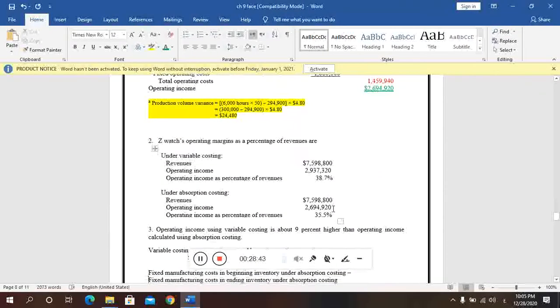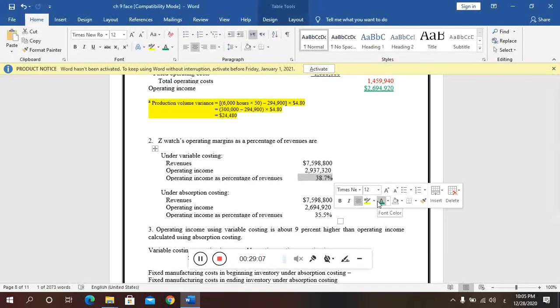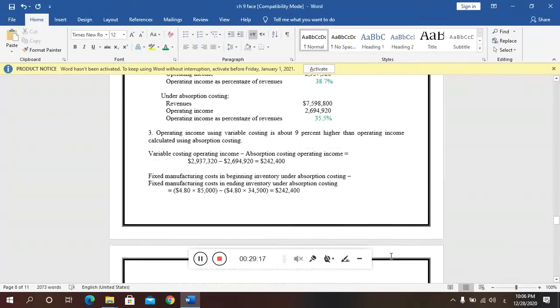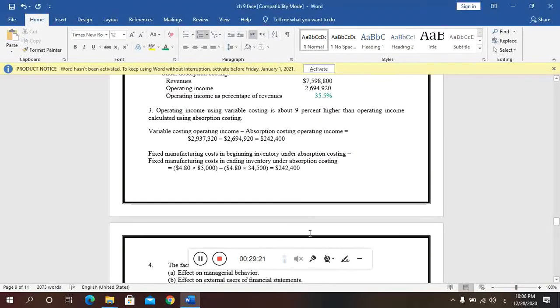Here, what is the operating income as a percentage of revenues? We can divide the two numbers and multiply by 100% in order to get the percent. It will be 38.7% under the variable method, and under the absorption method it will be 35.5%. And you can see that operating income using variable costing is about 9% higher than the operating income calculated using the absorption costing method.